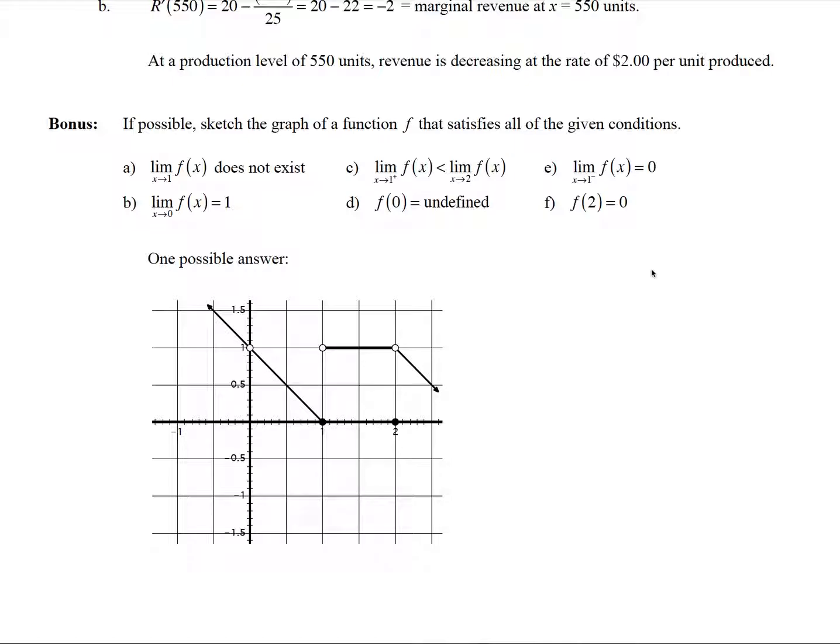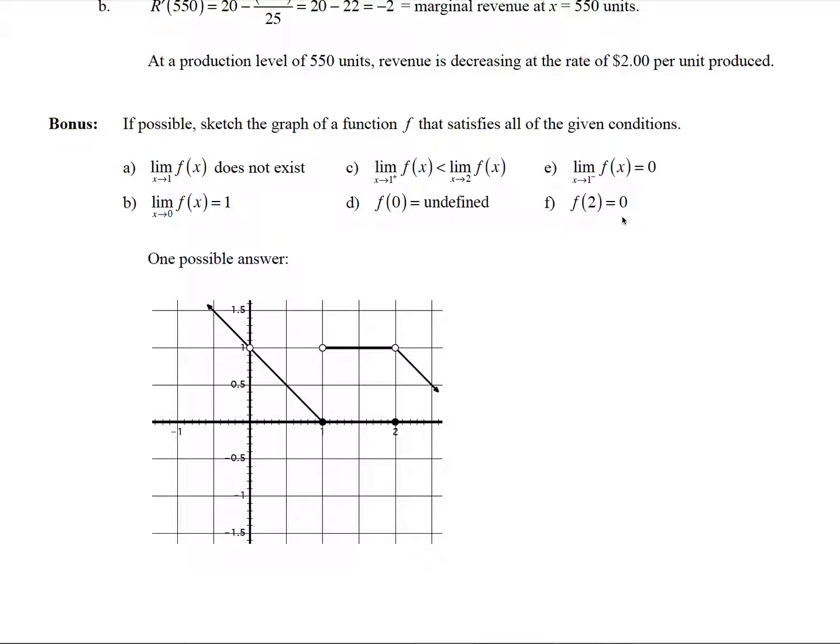Anyway, I would suggest that you start with a condition like this that cannot be interpreted any other way. This says the value of the function at x equals 2 is 0. So it doesn't matter whether you have a point there, like I do, just a point, or you have the function passing through that point. There's no other way to interpret that.